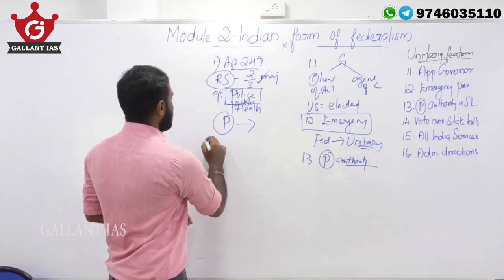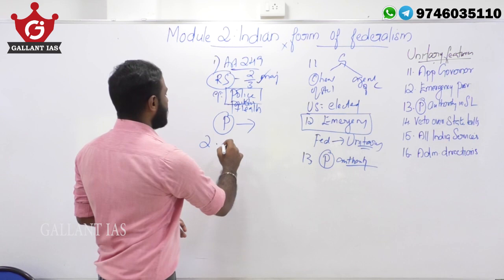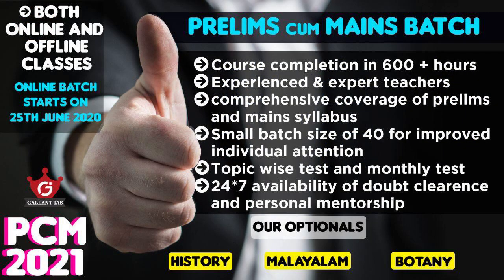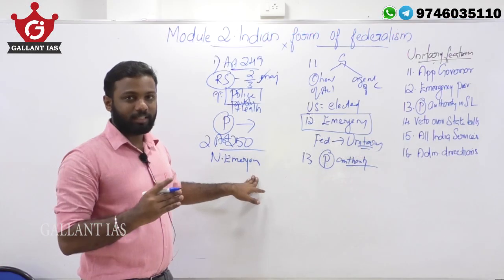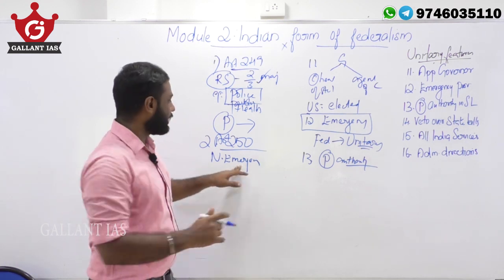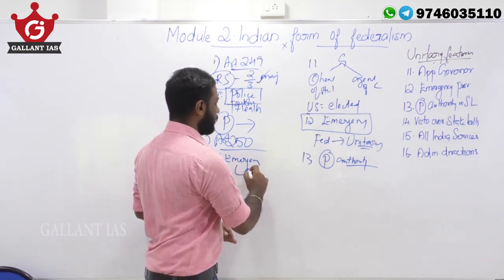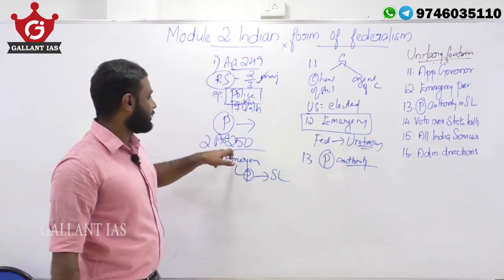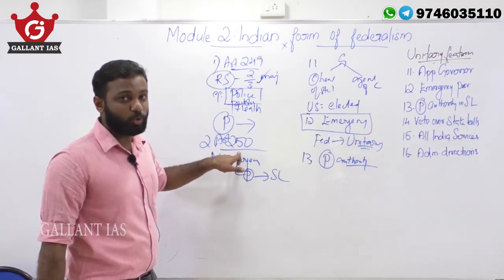Right. The second condition is under Article 250, that is, when national emergency is in force. When national emergency is in force, then Parliament can make law on the state list. It says so under Article 250.